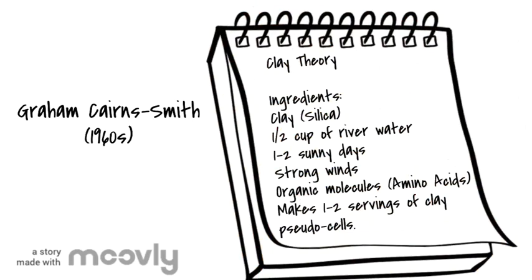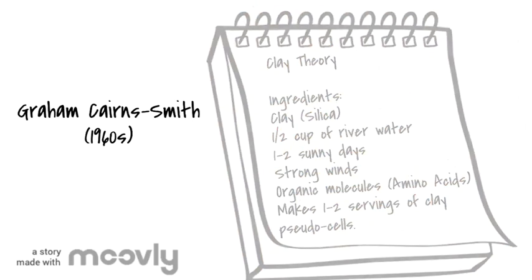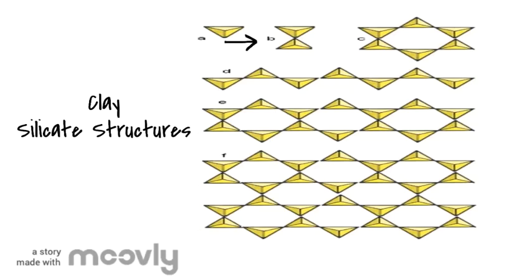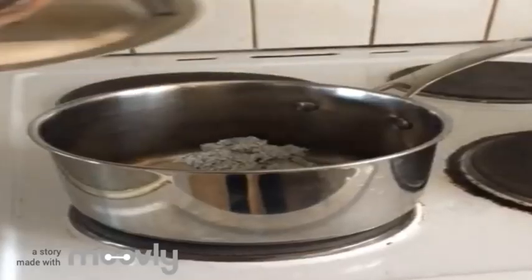Clay is primarily composed of a crystalline silicate molecule with water trapped in its structure. These molecules are arranged in sheet-like structures. Each crystalline layer is an exact copy of the previous one. In the 1960s, Graham Cairns-Smith stated that variations in the structure of these layers gave the clays different traits. For example, a tendency to dry out quickly or being sticky in comparison to other clays.